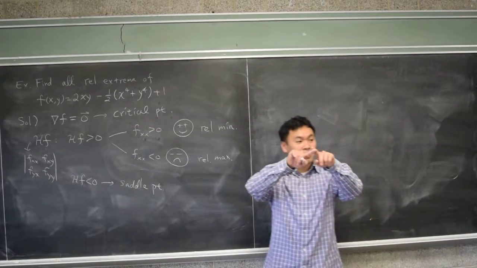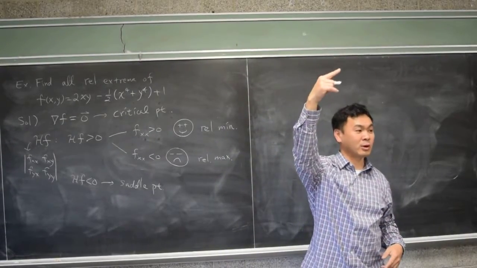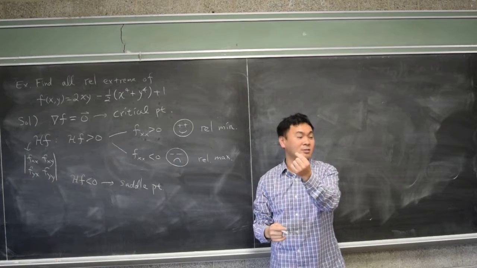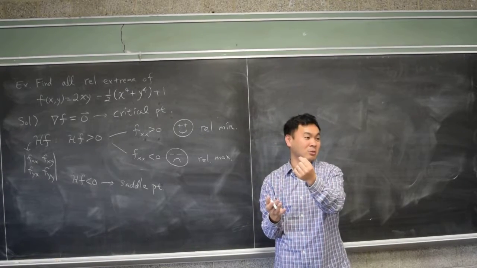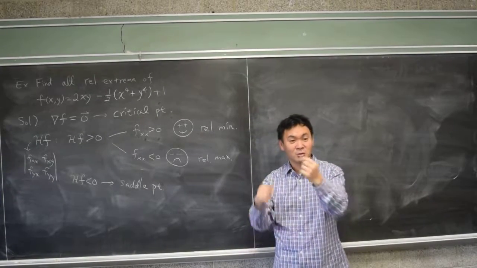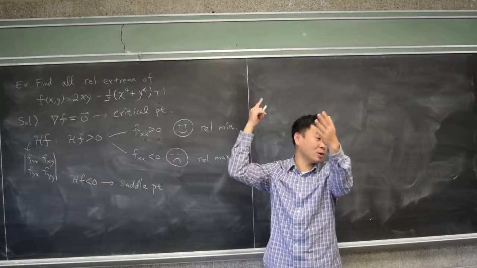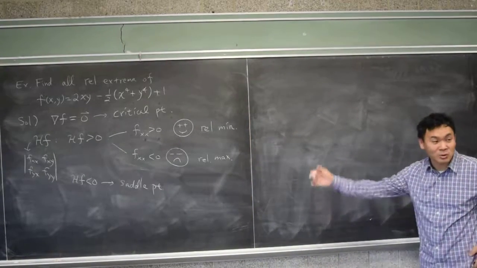A saddle point is a change in concavity. It's concave down in one direction, concave up in the other direction. So it's neither higher than the neighboring regions nor lower than the neighboring regions. If you view it like this, it's higher than this direction, but if you view it like this, it's lower than the other direction. So you can't really say it's a relative extreme. Okay? So that's what happens at the center.